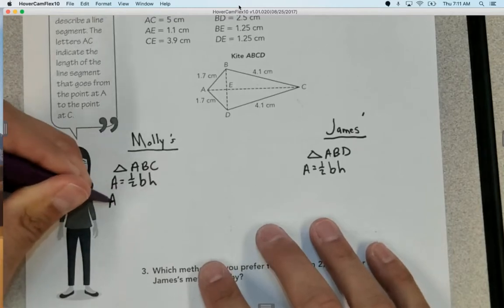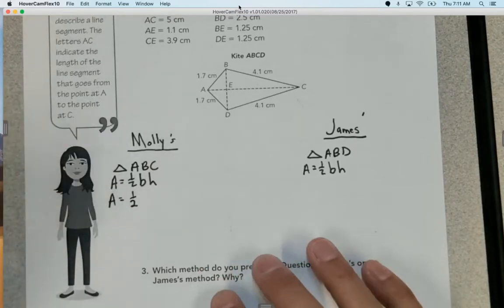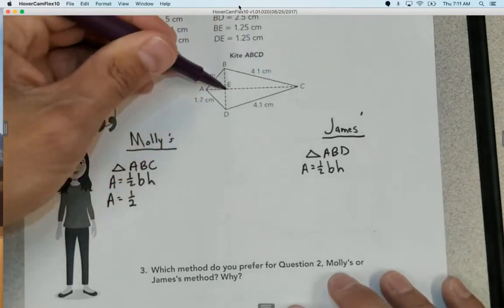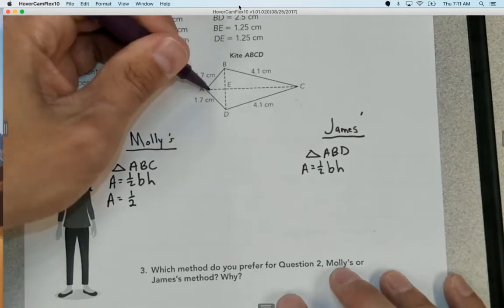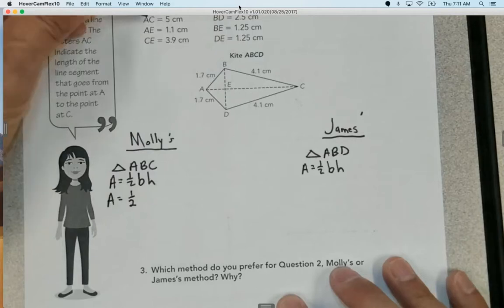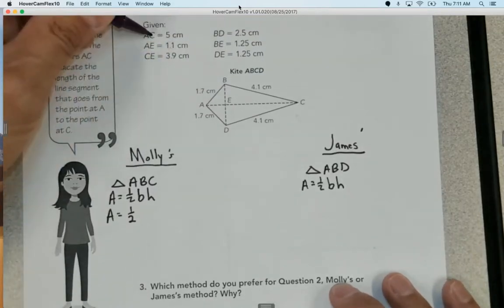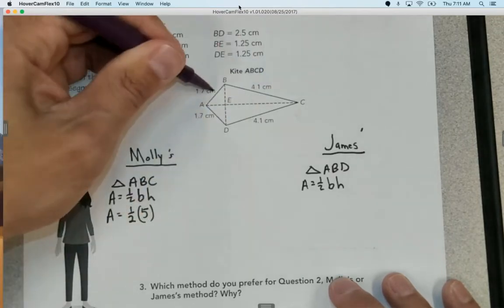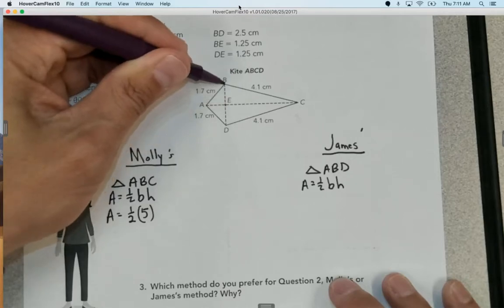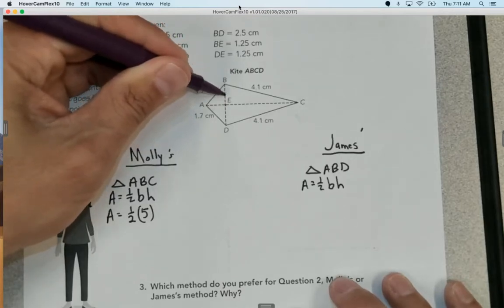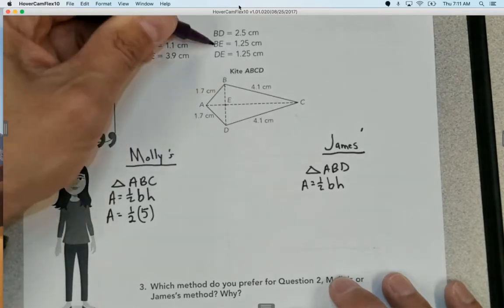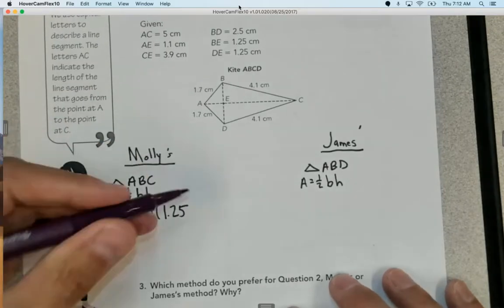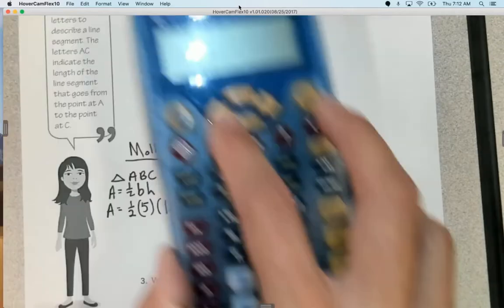And for Molly, we know it's 1/2 of base times height for the triangle. And we're going to get triangle ABC first. So the whole ABC, so the top triangle. Okay. And so to do that, our base is going to be AC. And so up here, I look for AC, and I see that AC is going to be 5 centimeters. And then the height for the triangle ABC would be from the base to the opposite vertex, and that is B. And so if I look at BE, it is 1.25. So I take that and multiply it by 1.25.